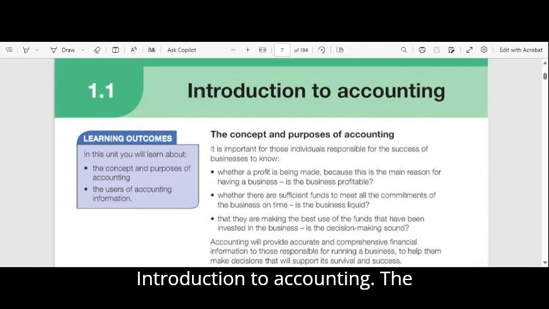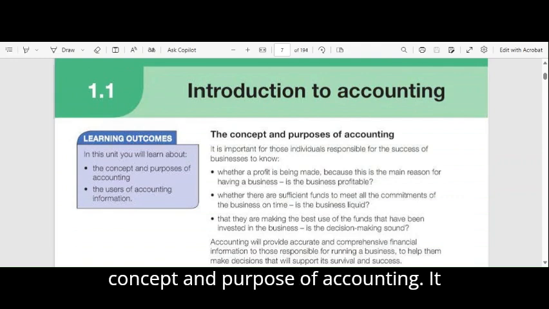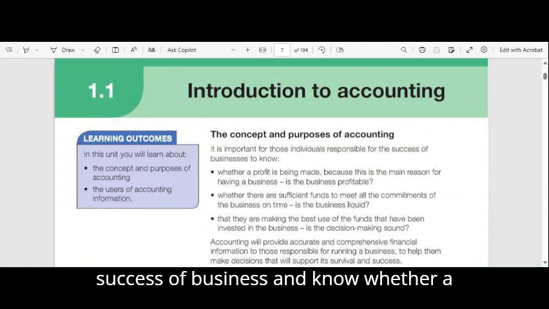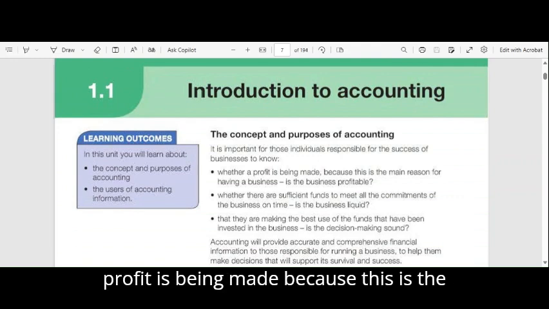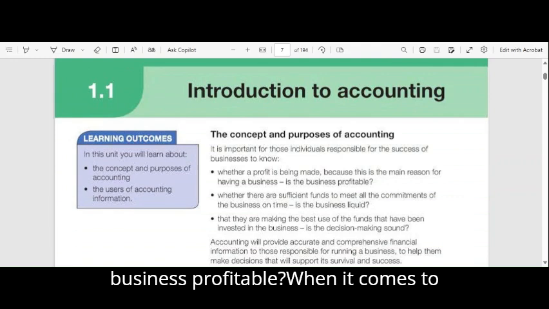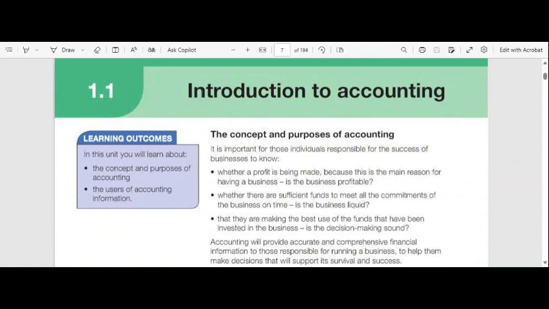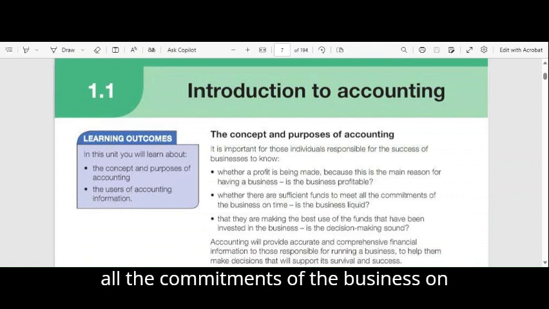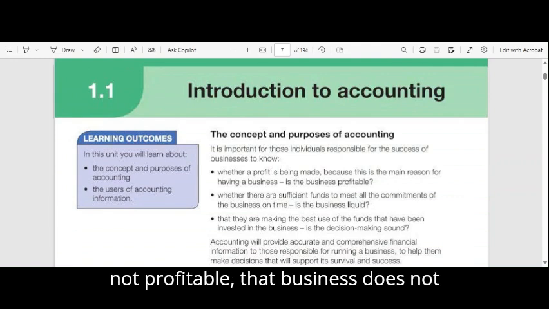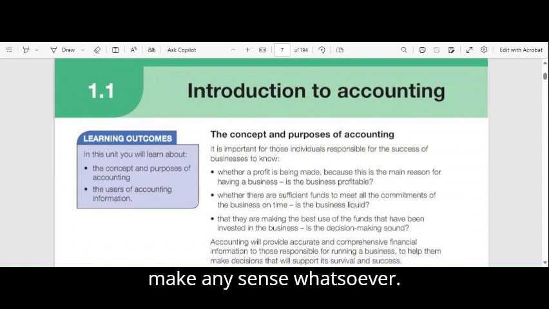Introduction to accounting. The concept and purpose of accounting. It is important for those individuals responsible for the success of a business to know whether a profit is being made, because this is the main reason for having a business. Is the business profitable? When it comes to accounting, the main objective is to obtain a profit. Whether there are sufficient funds to meet all the commitments of the business on time. Is the business liquid? Does it have enough funds to keep on going? So there's a lot of reasons why businesses are in place. If a business is not profitable, that business does not make any sense whatsoever.